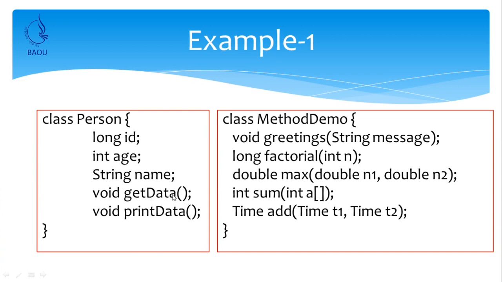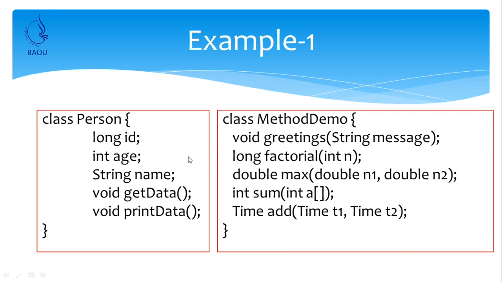So, this get data method is used to read ID, age and name from user, and another method we define is void print data which is actually used to print these 3 values. Now, how to call these methods? So, if the person object is p, then we can say p dot get data will call this method and p dot print data will call this method.